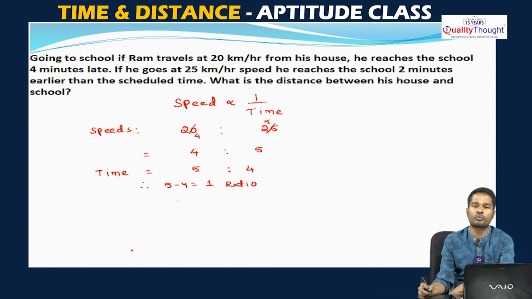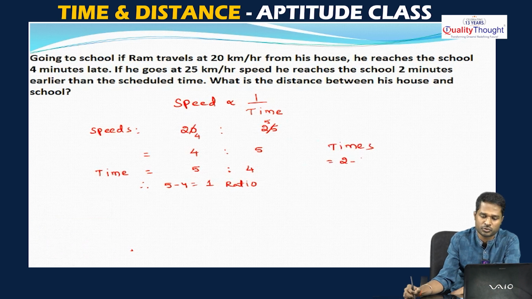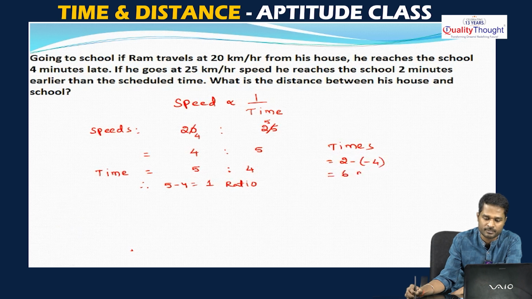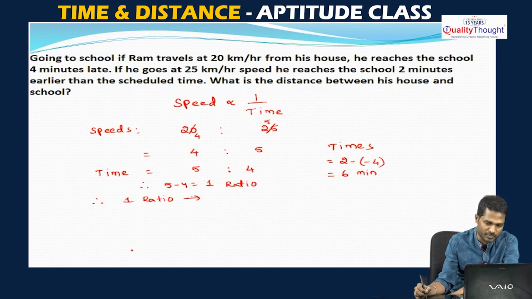Now the ratio difference is 1, but now we will find out the difference between the times. So how much is the difference in times? First it was 2 minutes earlier, the other one is 4 minutes late. So 2 minus of minus 4, that is 6 minutes. So the difference is 6 minutes. That means the times ratio difference is 1 and the difference in time is 6 minutes. So 1 ratio difference is 6 minutes.